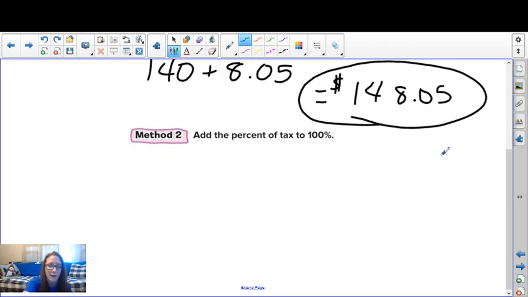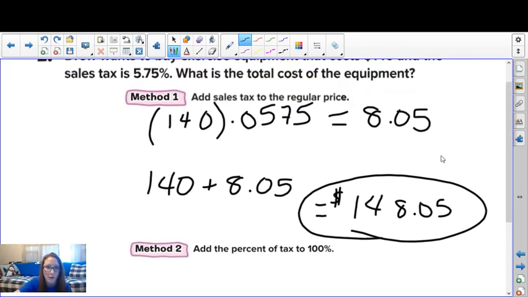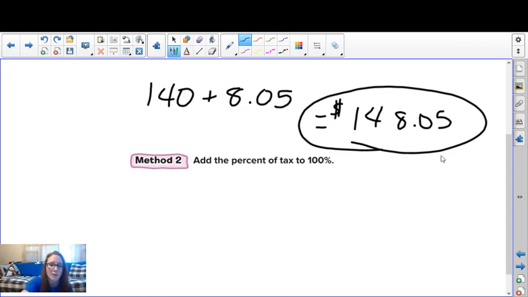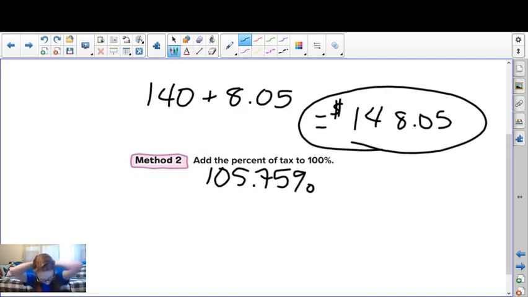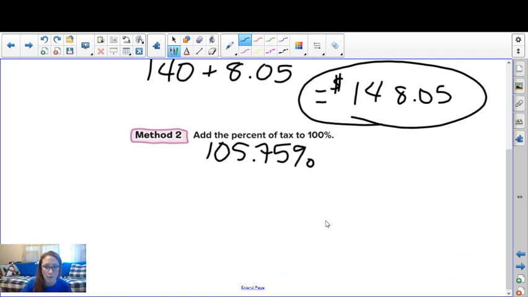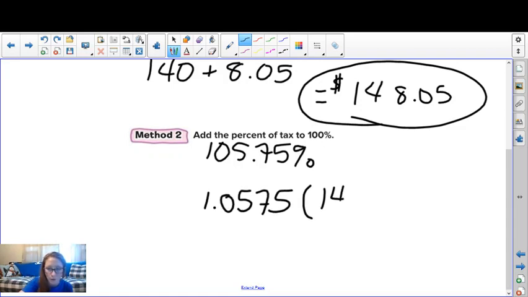So I'm going to take that percentage, which we said was 5.75, and I'm going to add that to 100. So that's going to be 105.75. I cannot remember today. And that's the percent I'm going to multiply with. This allows us to include the price of the can originally, plus the sales tax, without having to do that addition. And then in the end, all I have to do is take that percentage as a decimal, so 1.0575, and multiply it with the price, which is 140.